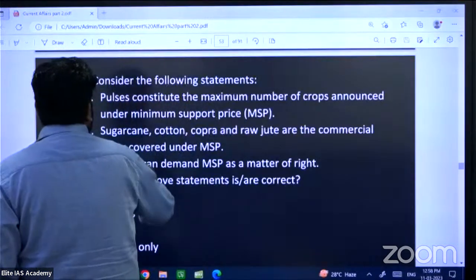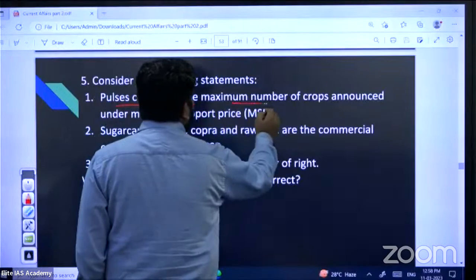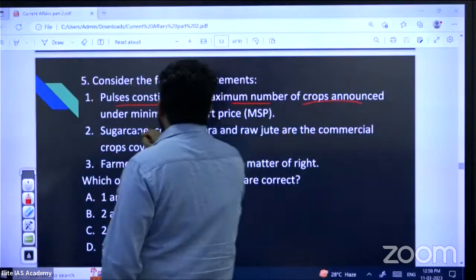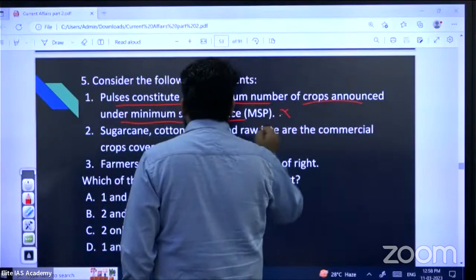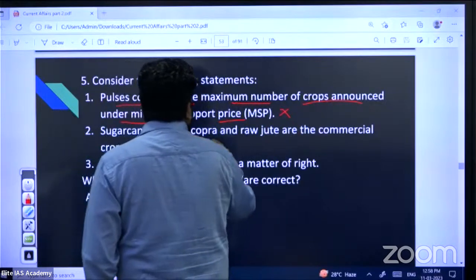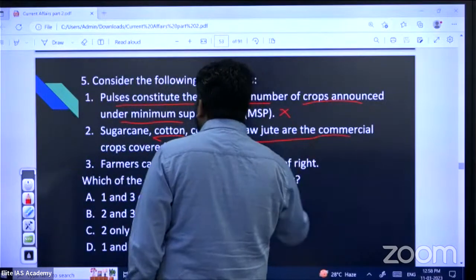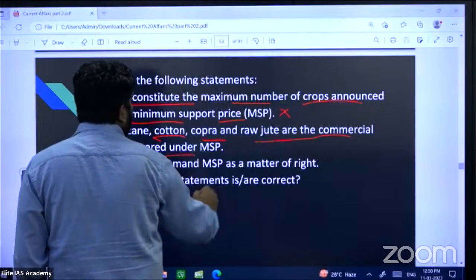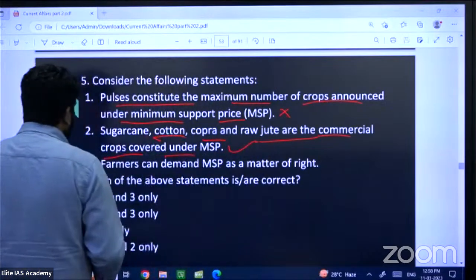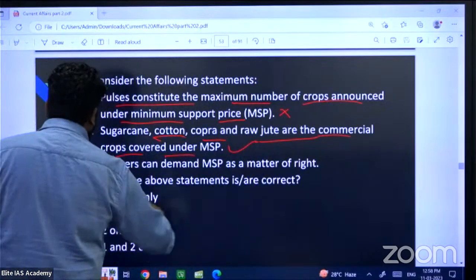The question asked here is, pulses constitute the maximum number of crops announced under minimum support price? No. Sugarcane, cotton, copra, and raw jute are the commercial crops covered under MSP. Yes, correct. So first one, second only. So option C is the correct one.